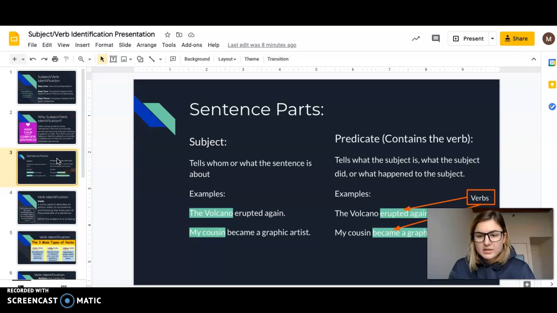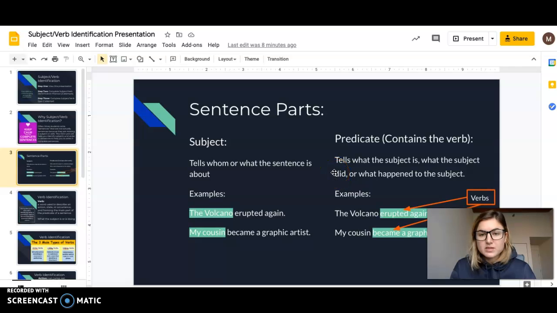First, a sentence has 2 parts. Every single sentence has 2 parts. Part 1 is the subject. This tells what the sentence is about. In this example sentence, the subject is highlighted: the volcano erupted today. This subject is about the volcano. That's why volcano is highlighted.